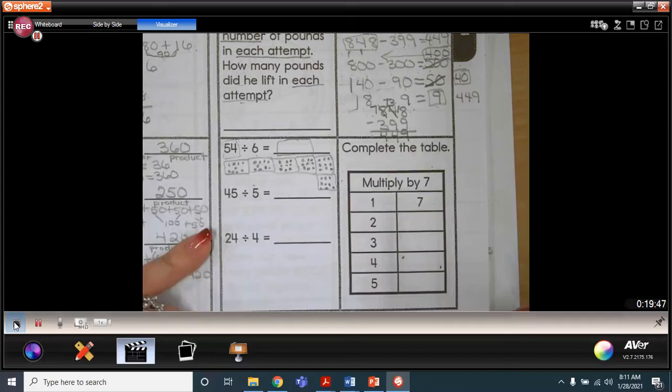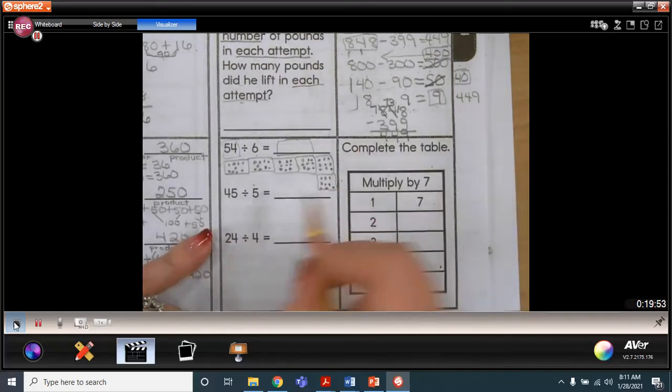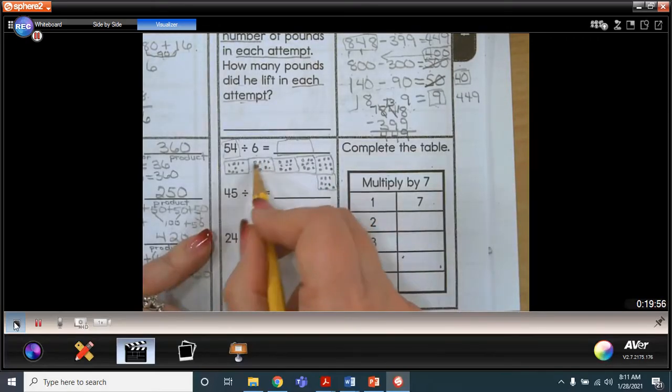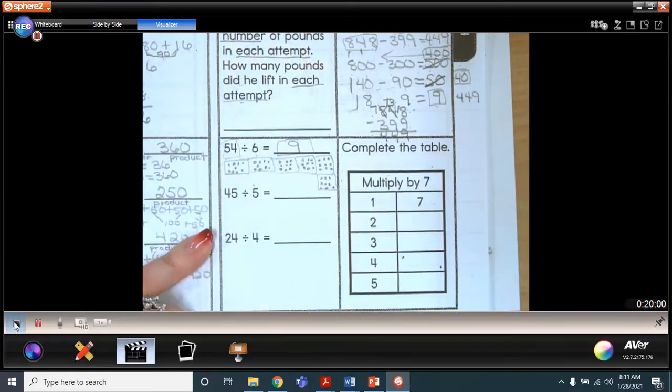group? Right, 1, 2, 3, 4, 5, 6, 7, 8, 9. Now, 1, 2, 3, 4, 5, 6, 7, 8, 9. So we can see that we put 9 in each group.